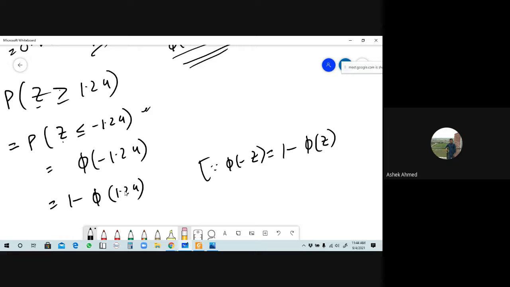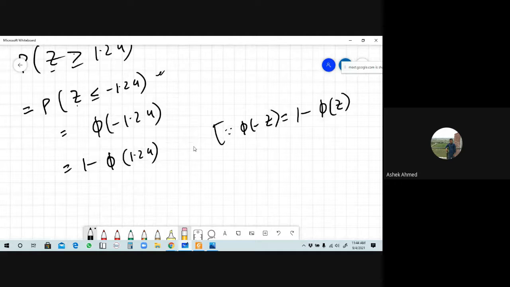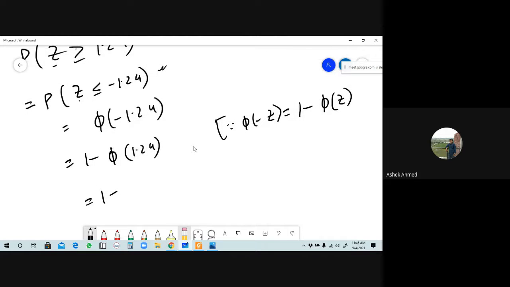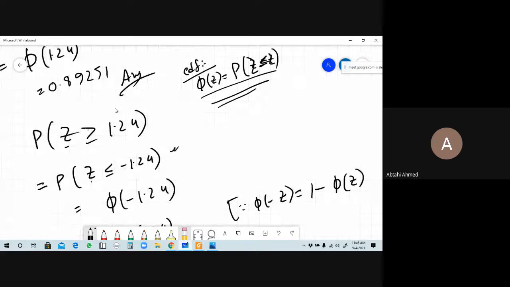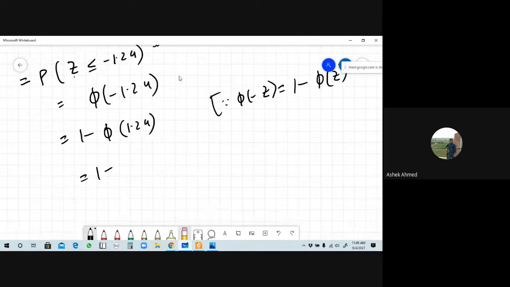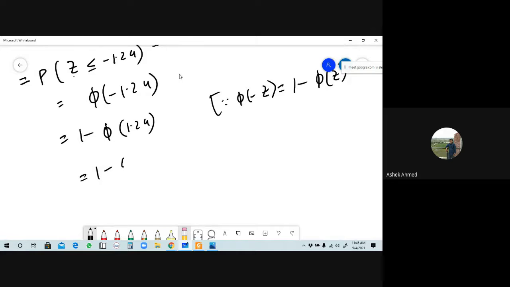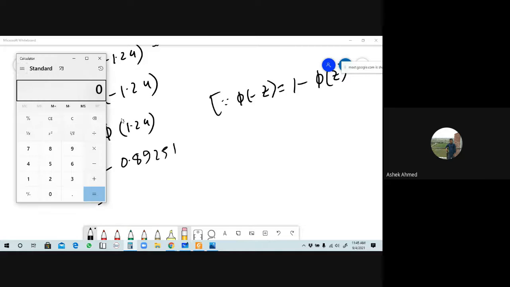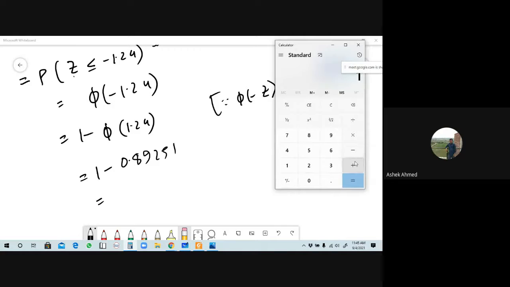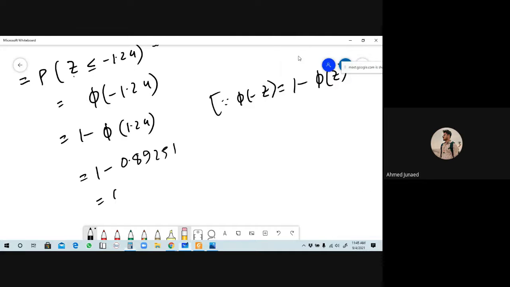1.24 here. So we know the value of phi of 1.24, what will that be? So 1 minus 0.89251. Now if you subtract this result from 1, what will it be? 1 minus 0.89251 is 0.10749. This is your result.